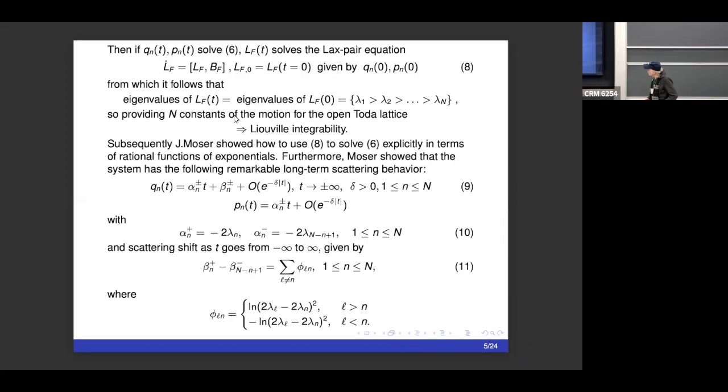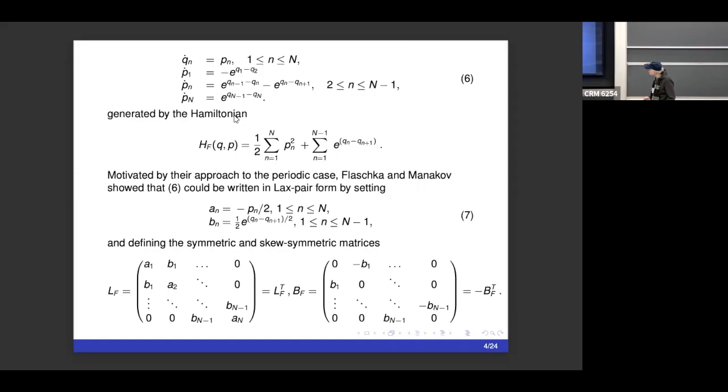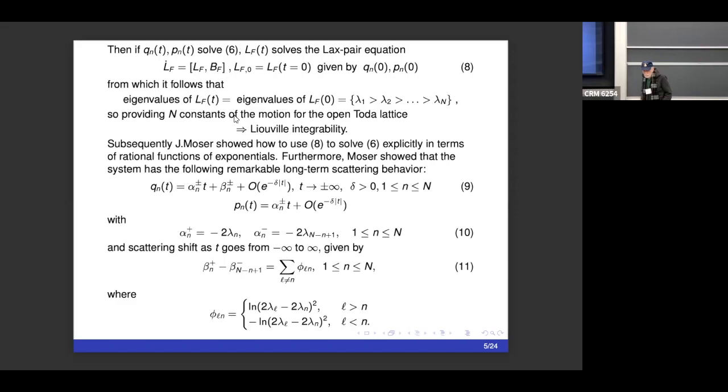So what one needs to know, of course, is not just that the eigenvalues are conserved quantities, but you also want to know that they Poisson commute with each other, and hence the system is Liouville integrable. Now, subsequently, in very important work, Jürgen Moser showed how to use equation 8, the Lax pair form, to solve equation 6, these equations at the top there, in terms of rational functions of exponentials.